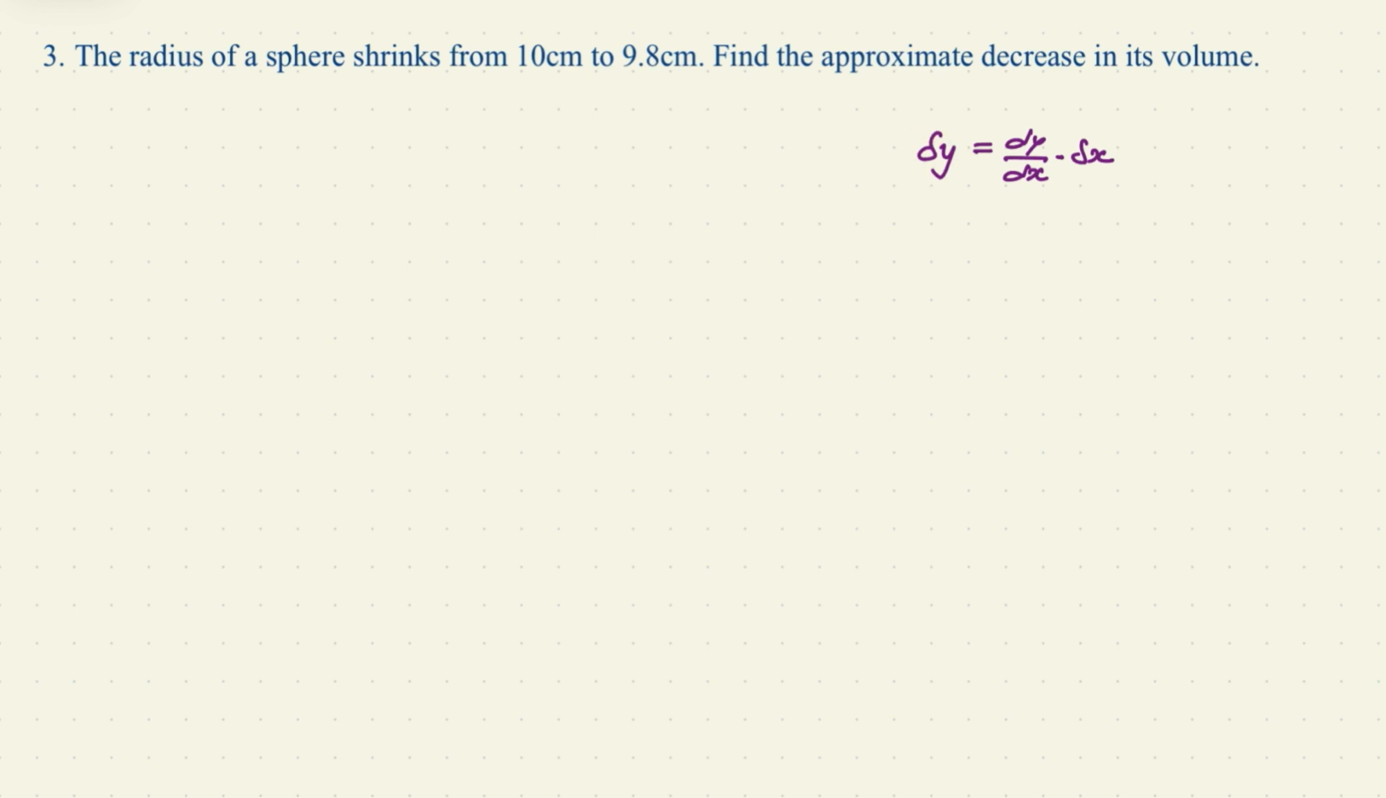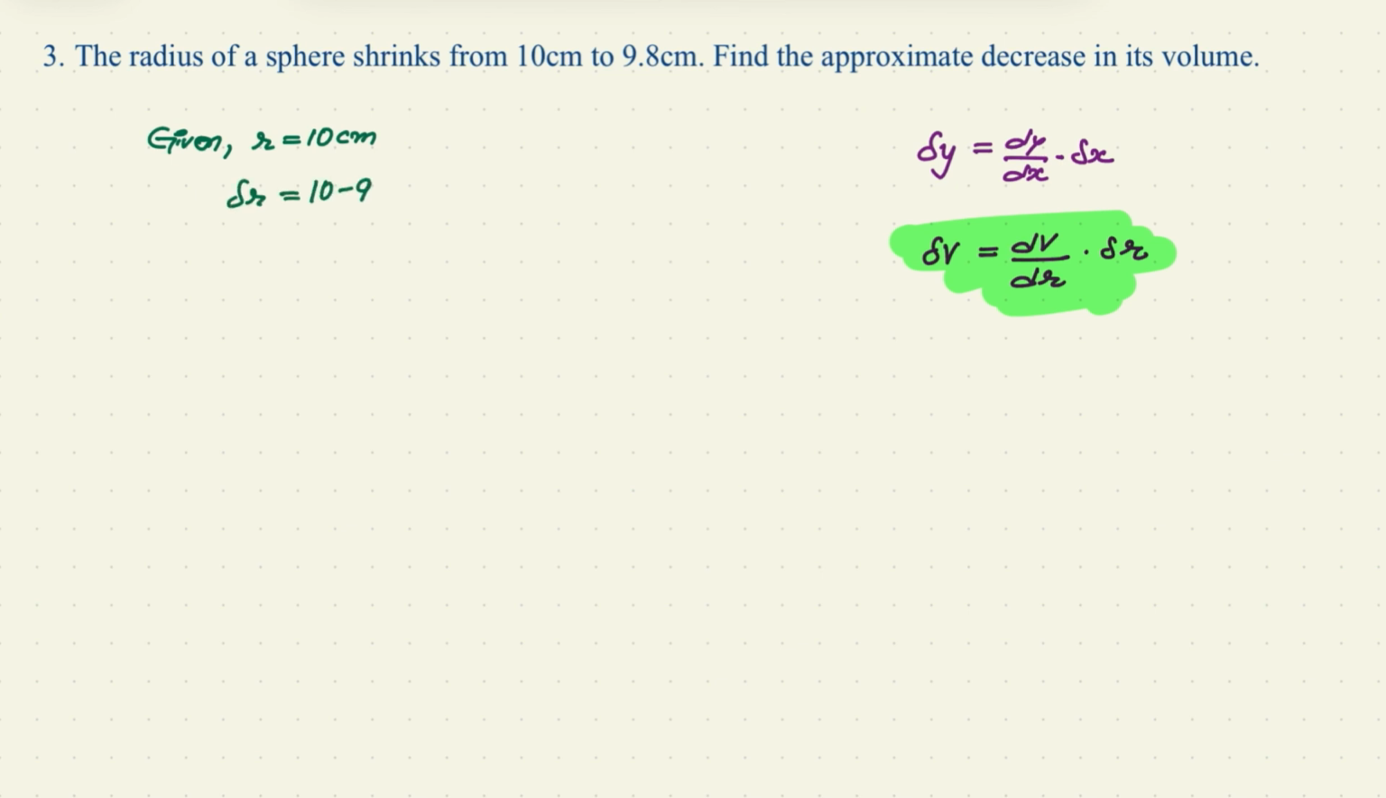That means if there is a change in x, then there should be a change in y. So here if I use this formula, the change in volume will be equal to dV by dr, where r is the radius, into the change in radius. This formula tells us that if there is a change in radius, then this much will be the change in volume. So here the initial radius of the sphere is 10 centimeter, and the change in radius is 10 minus 9.8. That means the radius has decreased by 0.2 centimeter.